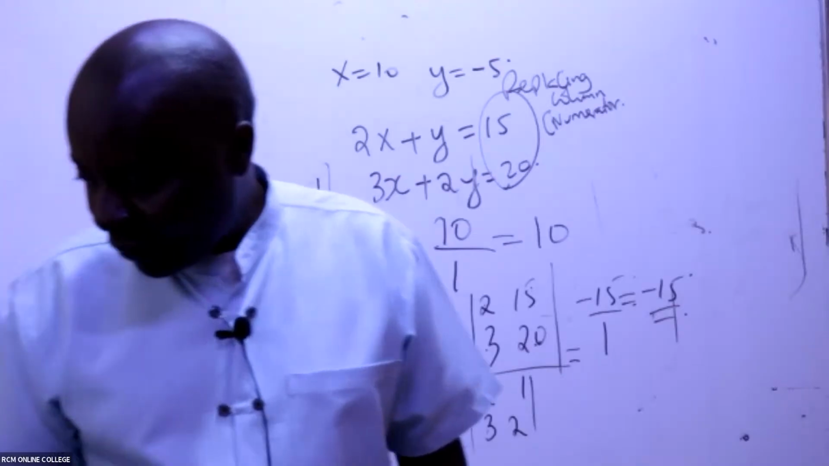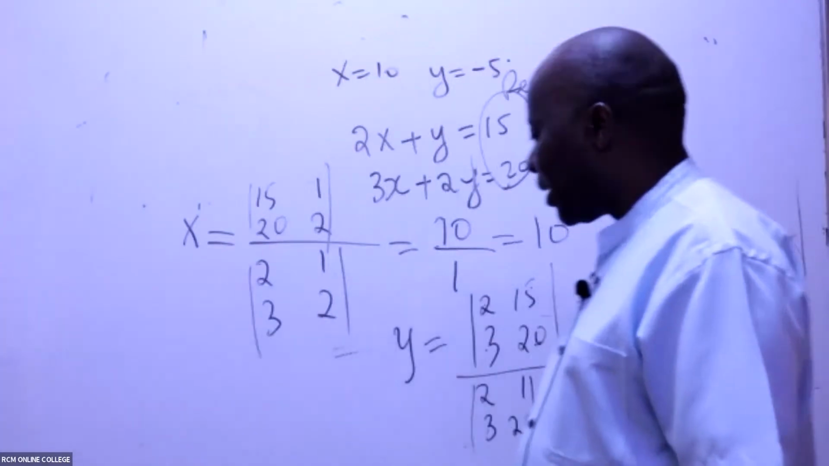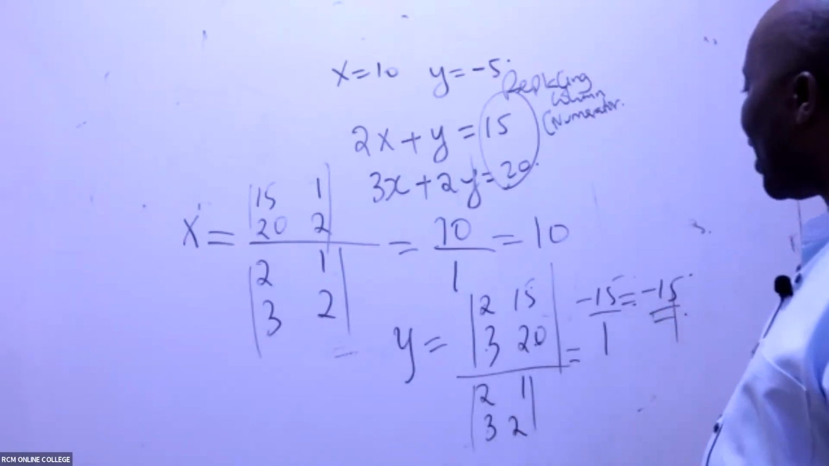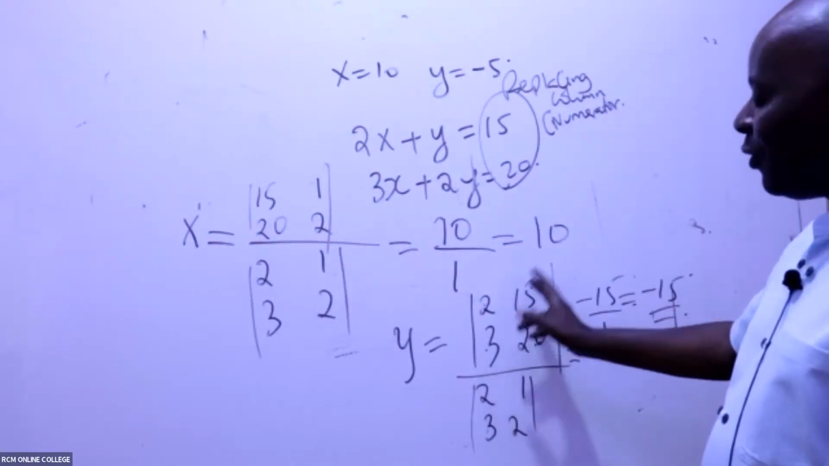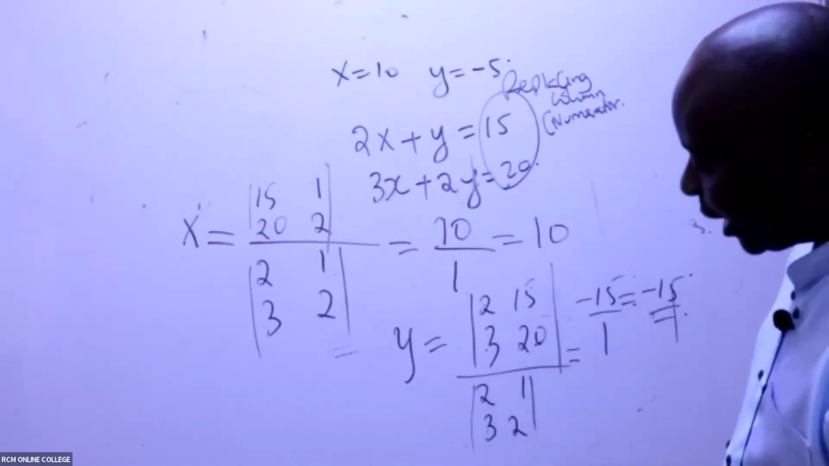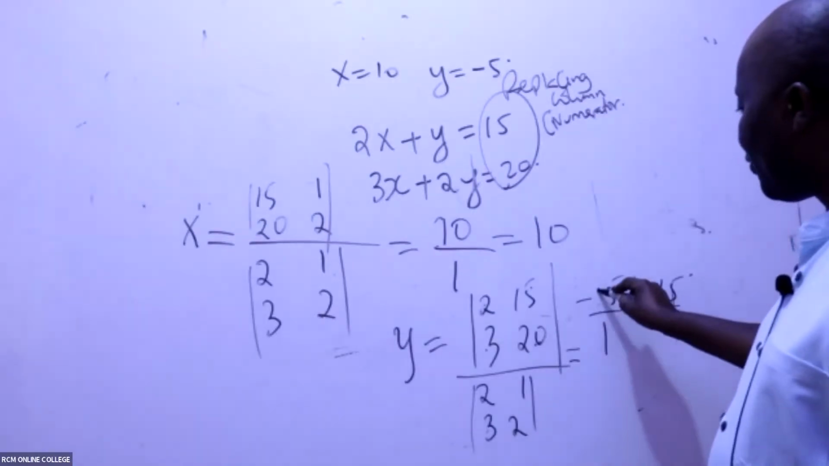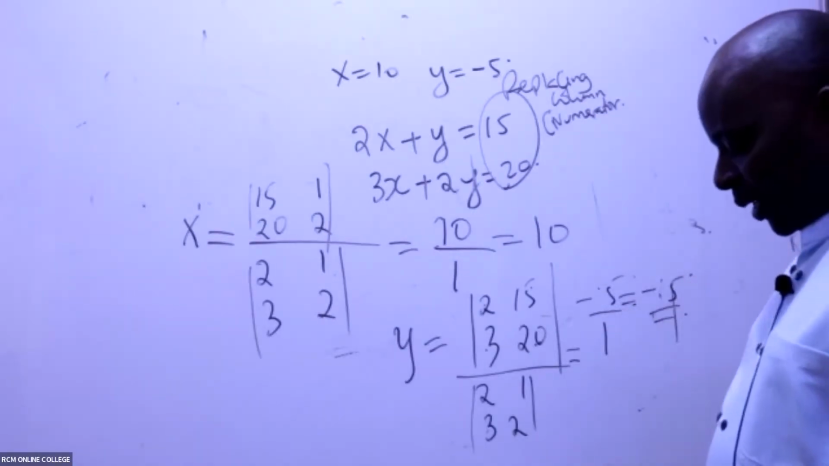Okay, it is -5, not -15. Okay, let's see. They're saying it's -5. Yeah, 2 times 20 is 40, 40 minus 15 times 3, 45. Yeah, it's -5. Thank you very much for that. So the final answer is -5.